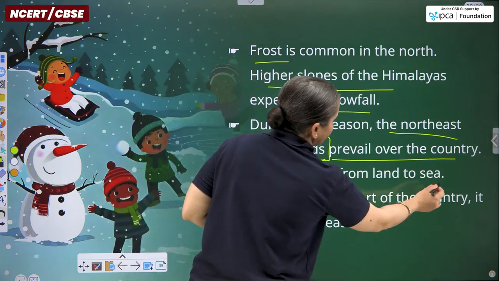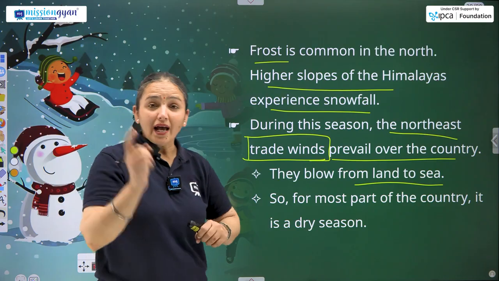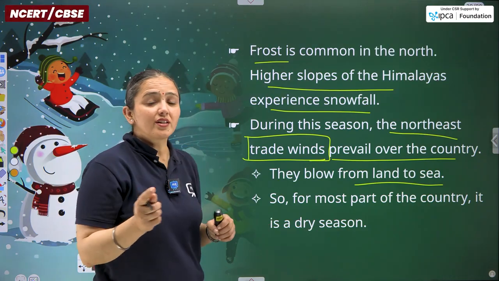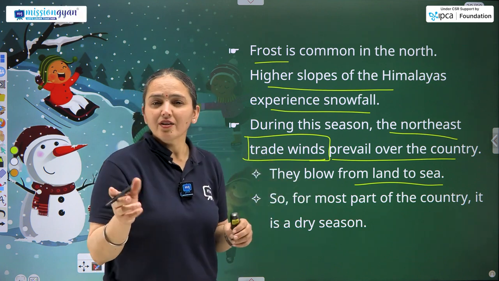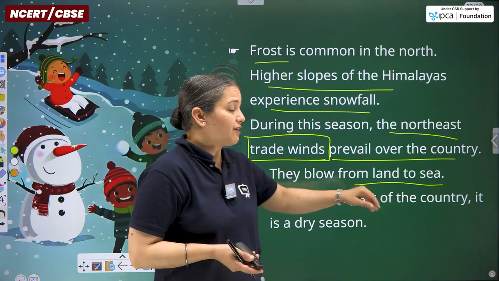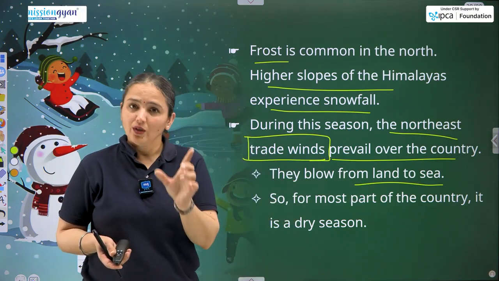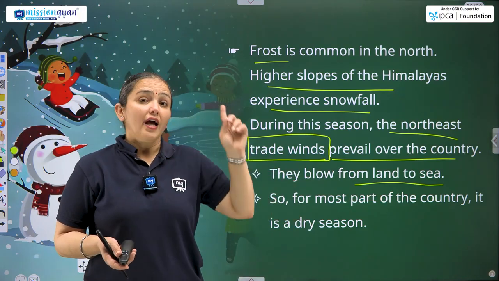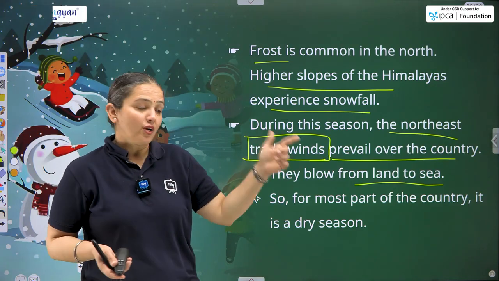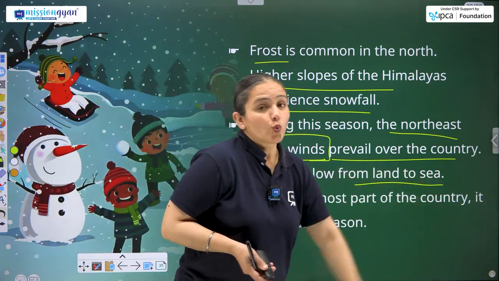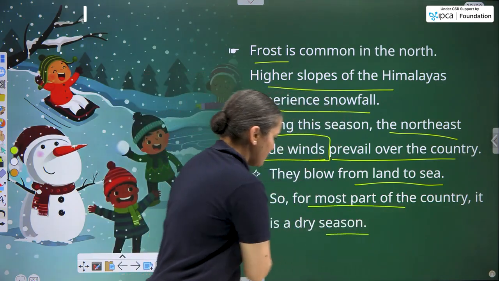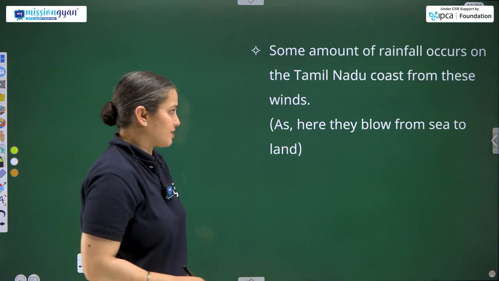They blow from land to sea. So as they are originating from land, they are dry winds, and they are moving toward the sea. So another concern is of high pressure and low pressure also, kindly don't forget. In winters, what kind of temperature sustains over land? Low temperature, so high pressure. And how do winds move? From the high pressure to the low pressure areas. And low pressure will be sustaining over the water body. So for most part of the country, it is a dry season. We are talking about the winter season itself.